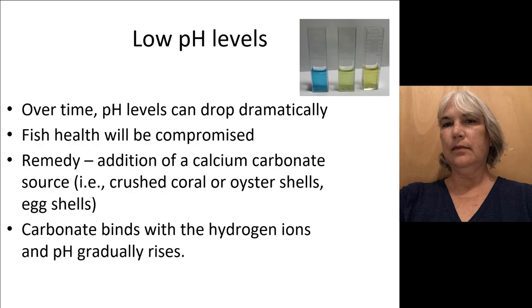What it does is it binds with the hydrogen ions, and you have a buffer type system, such as crushed coral, oyster shells. Some people even use eggshells, although be aware eggshells dissipate quite rapidly, and you have to add that more often. So the carbonate will bind with the hydrogen ions, and you'll have your pH gradually increase. The rule of thumb is 1 to 2 pounds per 100 gallons.